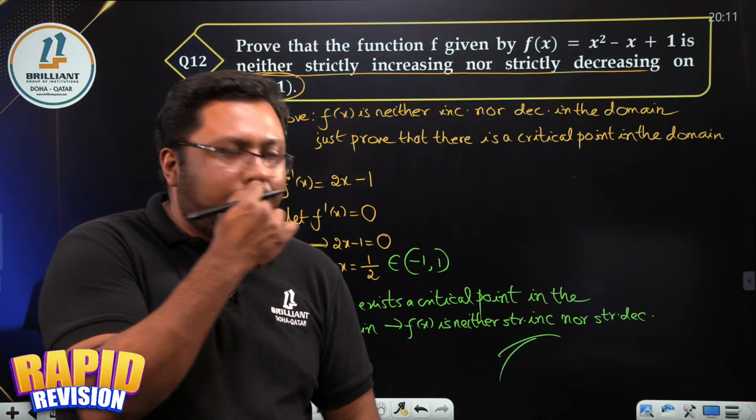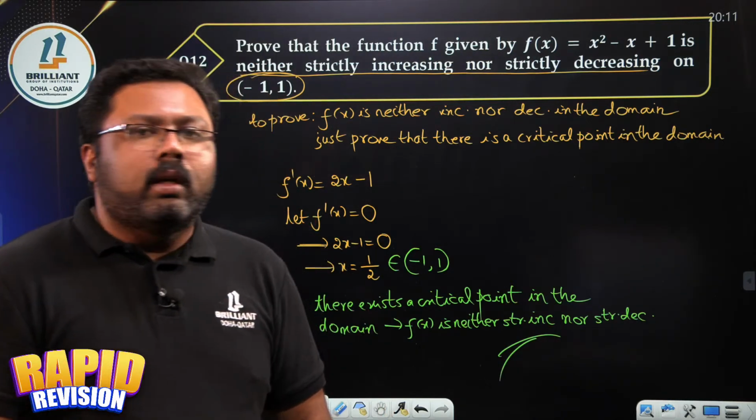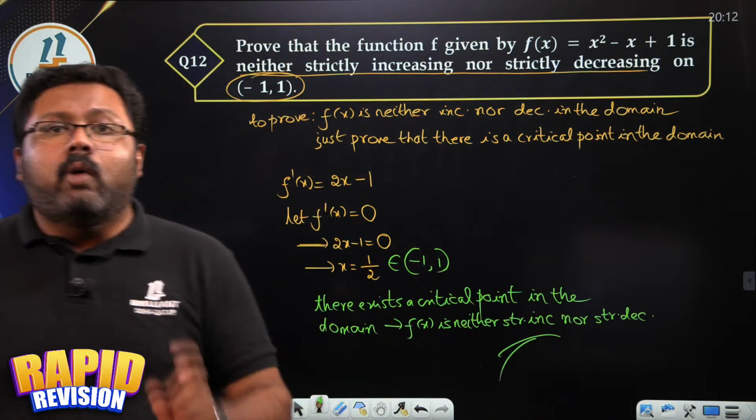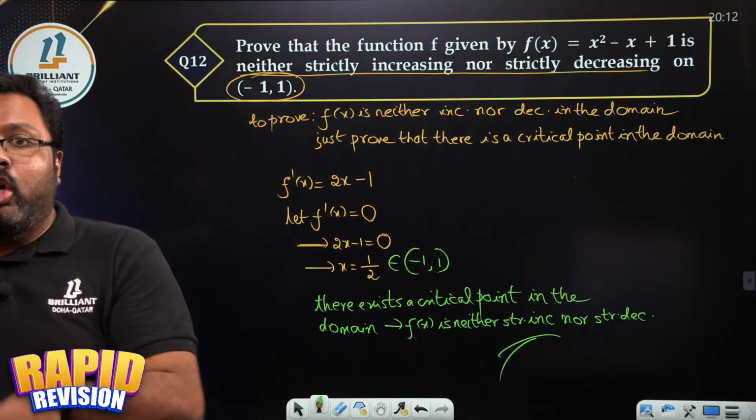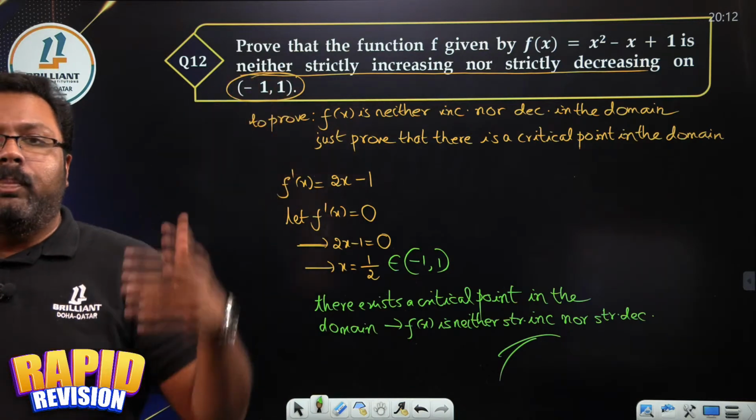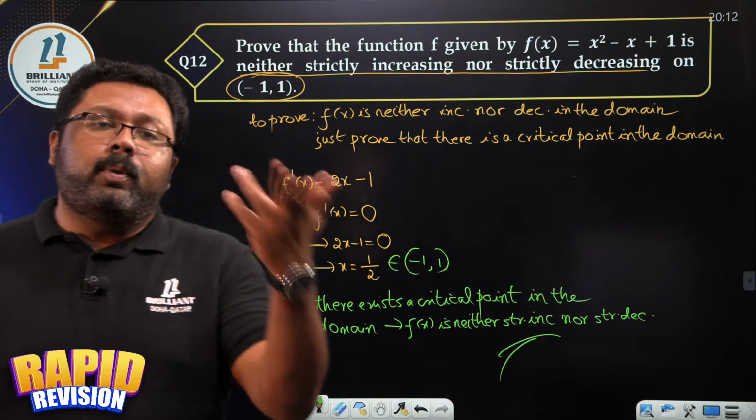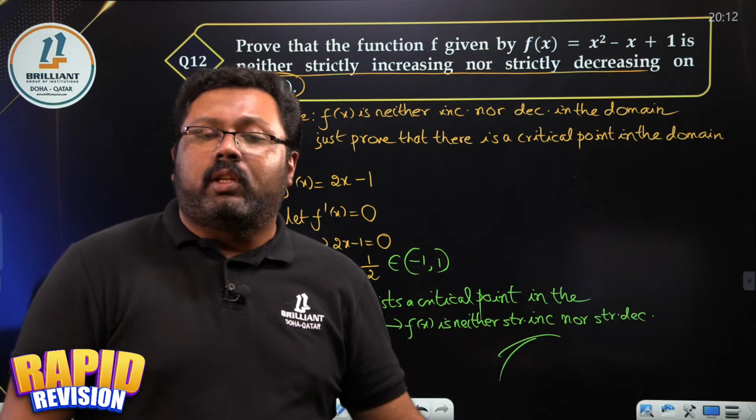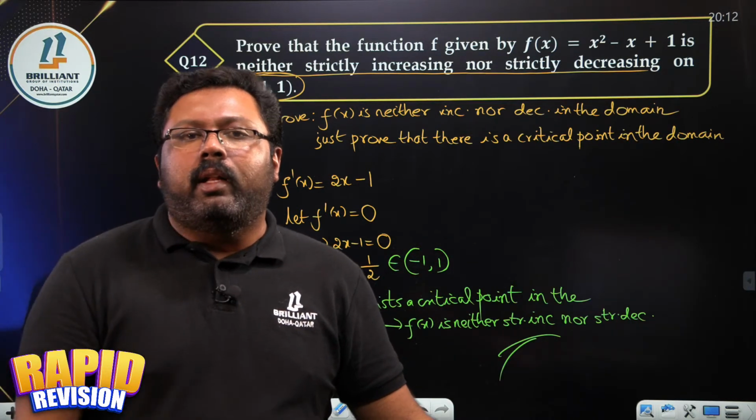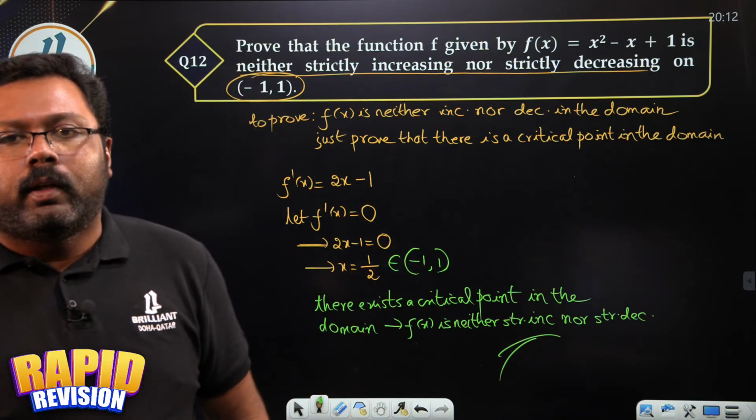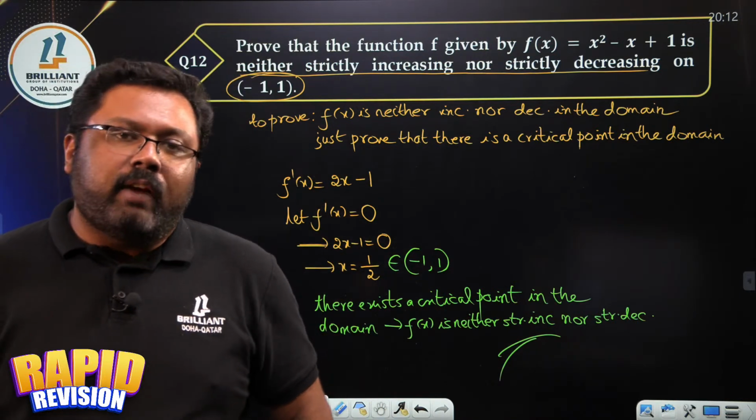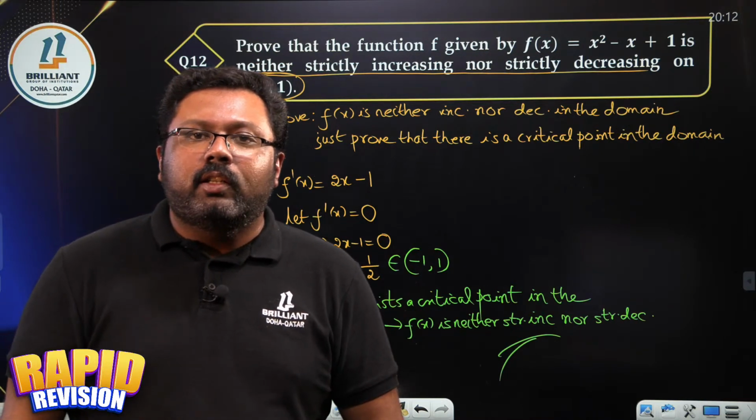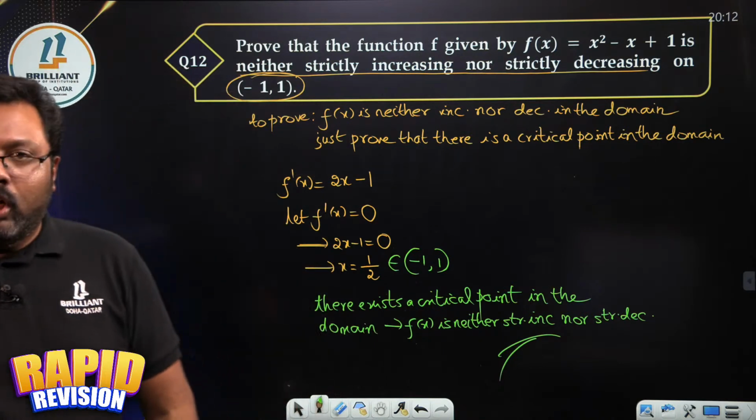Yes? Got it? So once again, keep the technique in mind. How to prove it's neither increasing nor decreasing? Getting a critical point in the domain. How to prove it's either increasing or decreasing? Prove there is no critical point in the domain. And after proving there is no critical point, we can also confirm whether it is strictly increasing or strictly decreasing. Just take any value in that domain and check. If you get a positive f dash, strictly increasing in the domain. If you get a negative f dash, strictly decreasing in the domain. Got it?